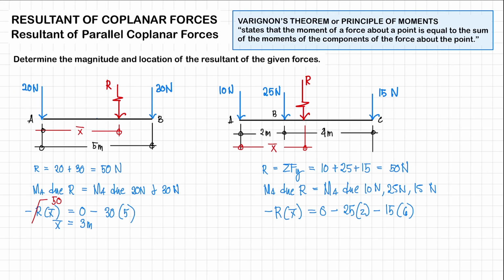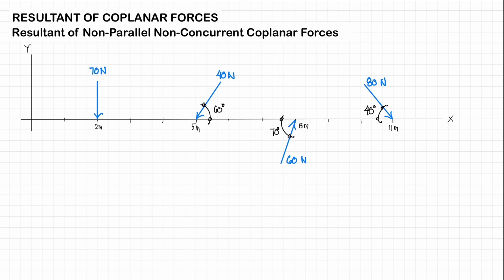All right. So you've already solved for your R. Again, this is 50 newtons. So we can now solve for your bar X, and your bar X is going to be 2.8 meters. All right, so that's how we solve for your resultants and the location of your resultants for your parallel coplanar forces. Next, let's consider the resultant of your non-parallel, non-concurrent, still coplanar forces.